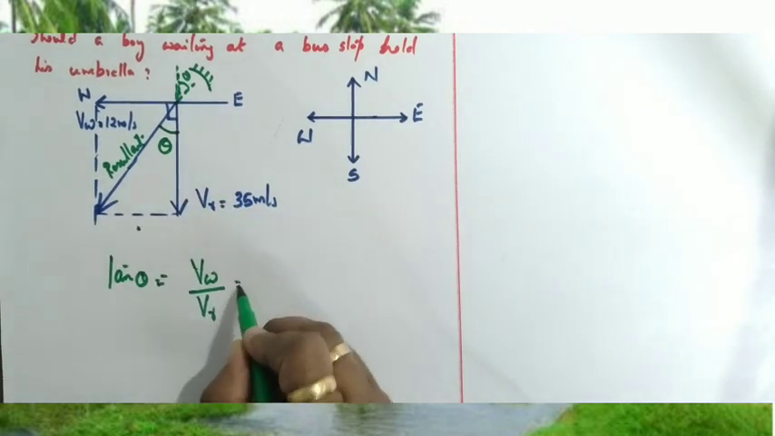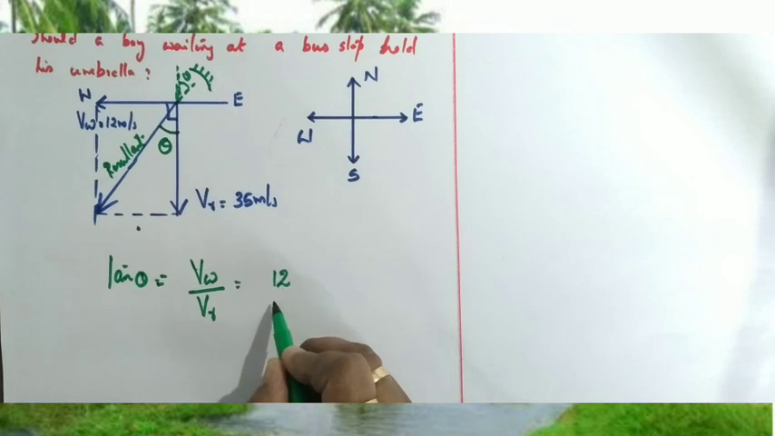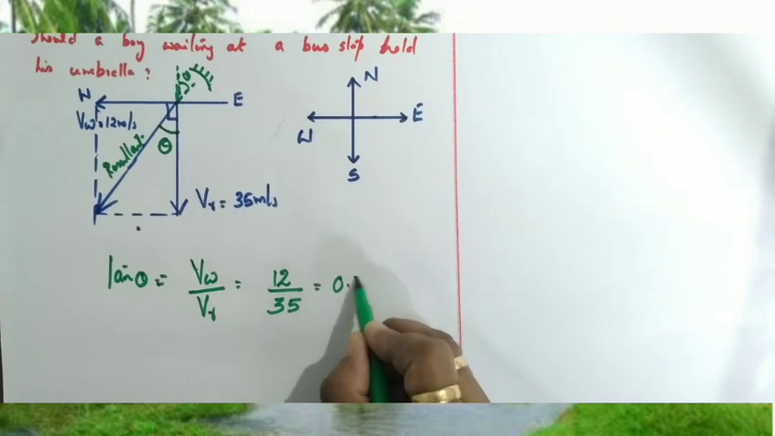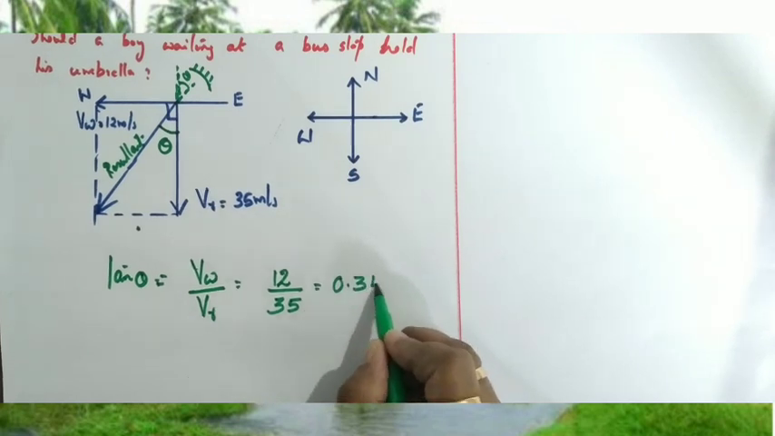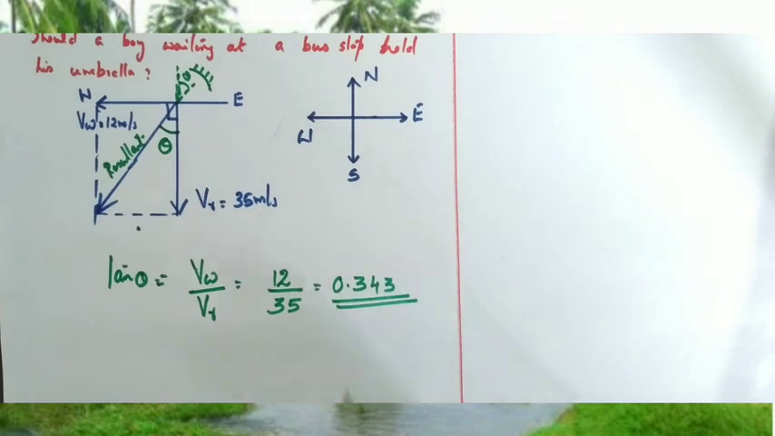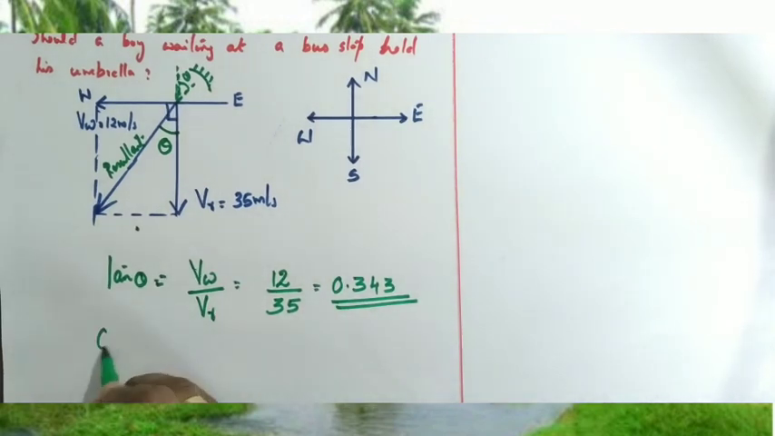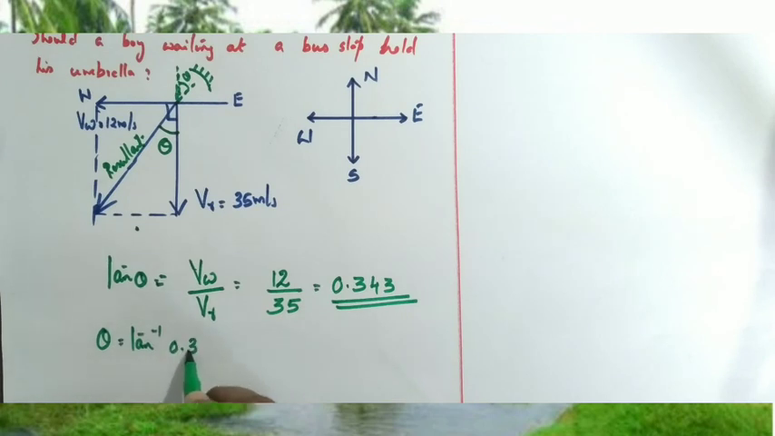Tan theta is equal to the opposite side, which is the velocity of wind, divided by the adjacent side, which is the velocity of rain. Velocity of wind is 12 meter per second, divided by velocity of rain, which is 35. Clear? And its value is 0.343. So tan theta is equal to 0.343, and if you find theta, theta is tan inverse 0.343, and its value is 19 degree.